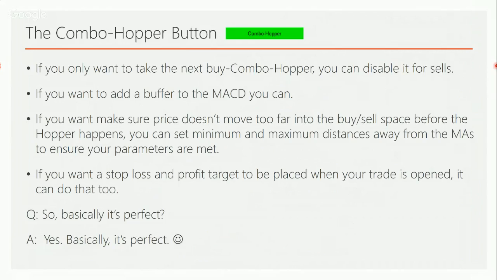If you want to add a buffer to the MACD like we talked about last time, you can do that. If you want to make sure price doesn't move too far through that sell space or that buy space before the MACD hops, you can actually set minimums and maximums so that you can make sure that you have all the control in the world over the setup, and this automated robot doesn't just slip you into a trade with poor timing. So there's a lot of safety guards on here to just not take the trade if it can't take it perfectly, which I love about this program. If you want a stop loss and a profit target to be placed when your trade is open, you can do that too. So basically, am I saying it's perfect? Yes, basically I'm saying it's perfect.